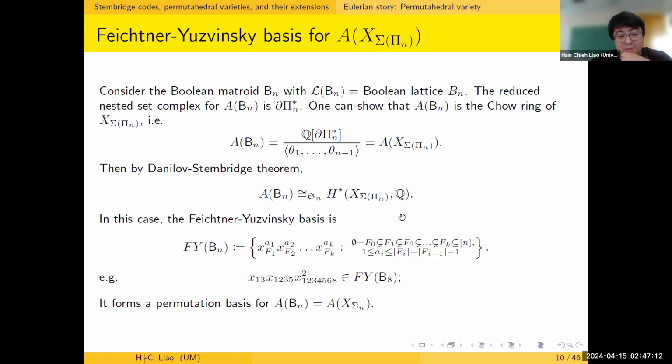And in this case, because this is Feichtner-Yuzvinsky's Chow ring, we have a basis, which turns out to have an expression like this. These are monomials indexed by chains inside the Boolean lattice. So they're all subsets of 1 through n with some conditions on these exponents. So for example, this is a basis element. The chain is like this, with n equal to 8. And it turns out this will be the permutation basis we want.